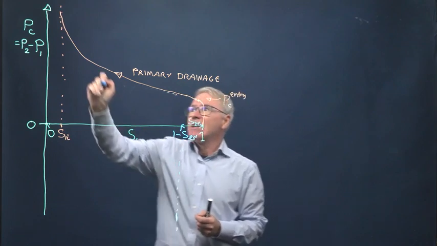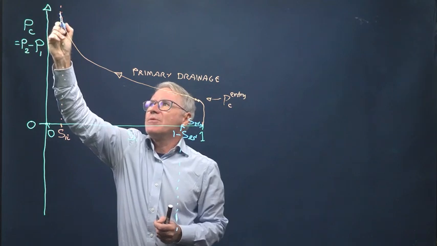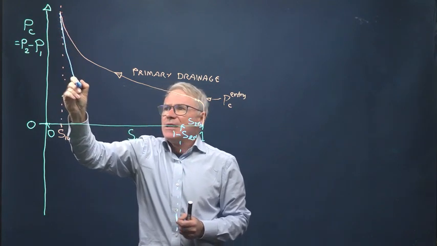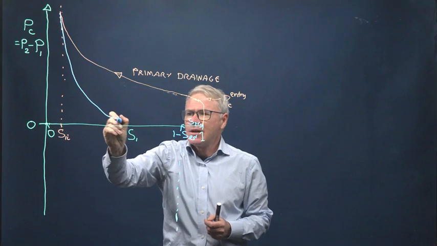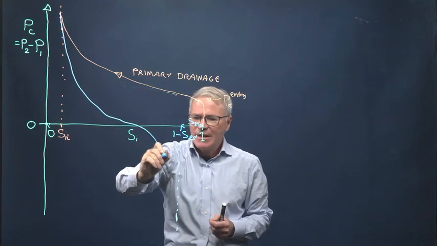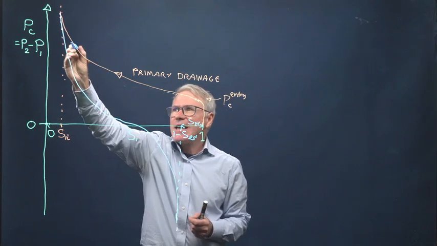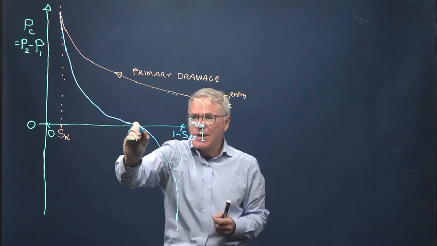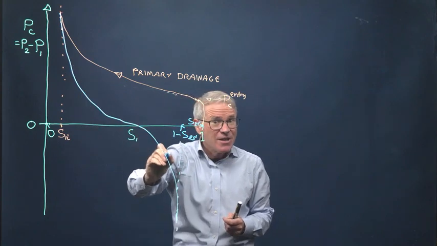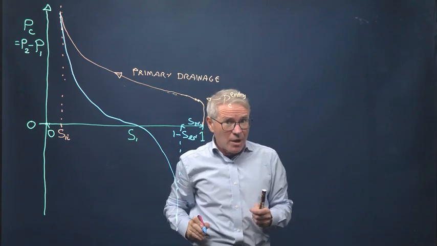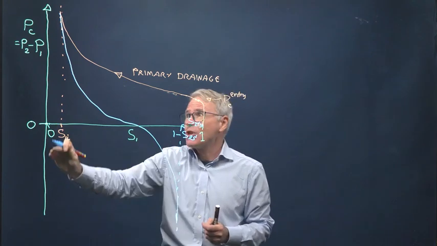So what does the capillary pressure look like? We know that the capillary pressures in an imbibition process are lower. If it's mixed wet, here it's filling the water wet regions of the pore space. Here it's filling the hydrophobic or the oil wet regions of the pore space, and the capillary pressure is negative.